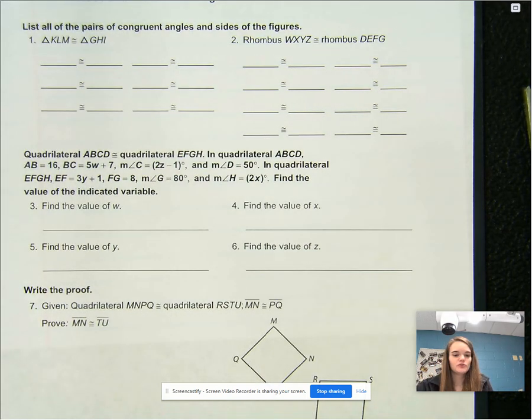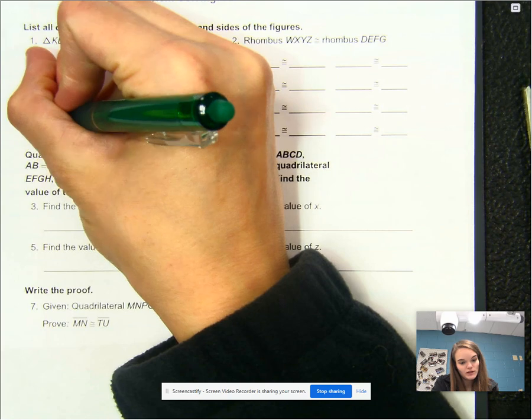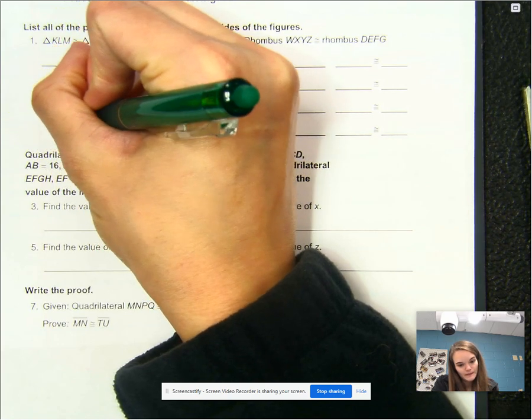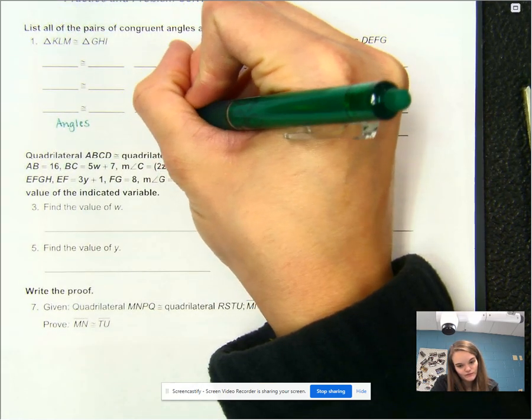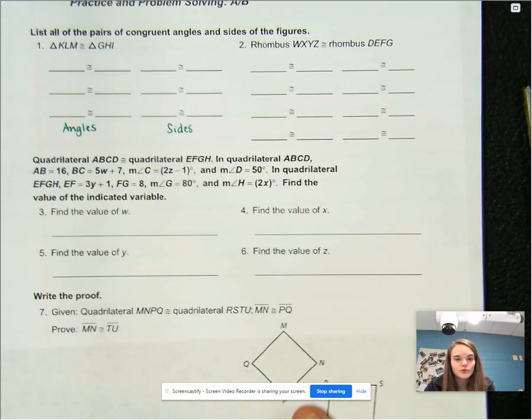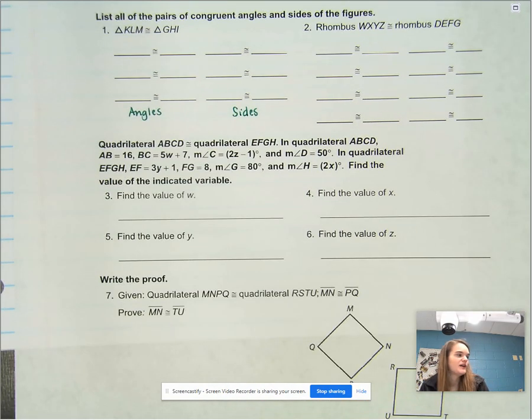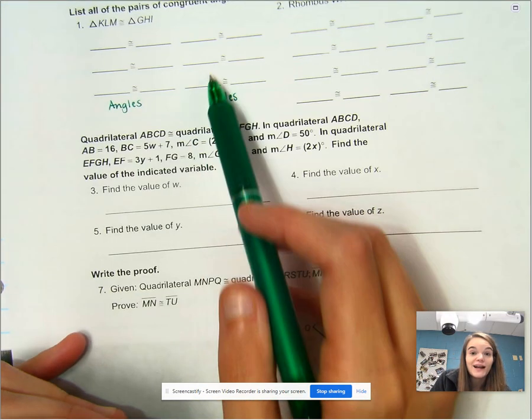Okay, for the first part, we're still just listing congruency statements. So we're going to do that first. The first one says list all pairs of congruent angles and sides. Since it says angles first, we're going to put the angles over here, and we're going to put the sides here. Does not matter which one you put where, but just for consistency, we're going to put the angles on the left, the sides on the right. Okay, we don't have a figure, but that's fine.